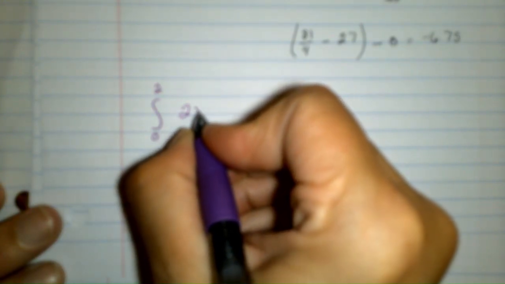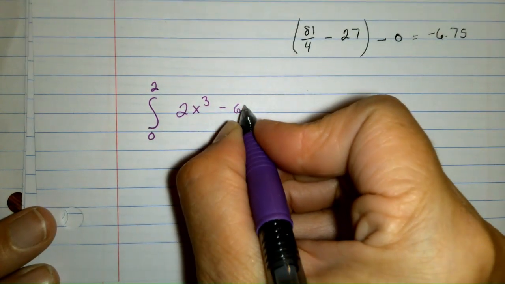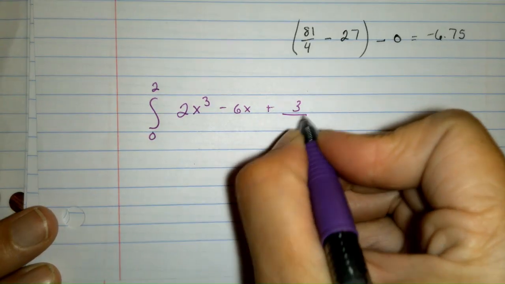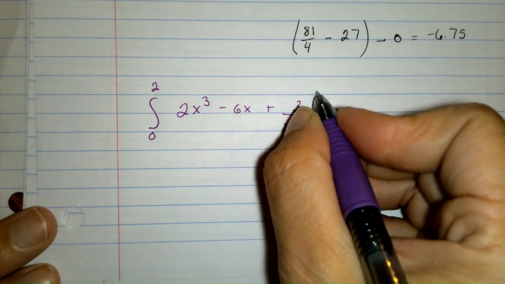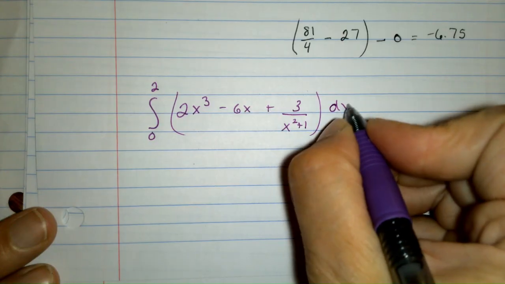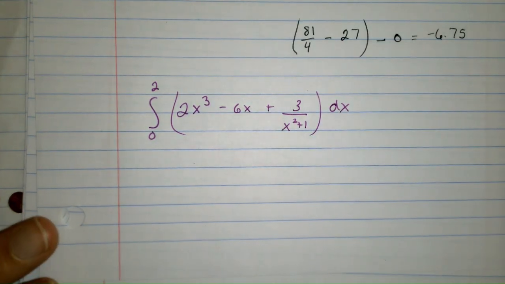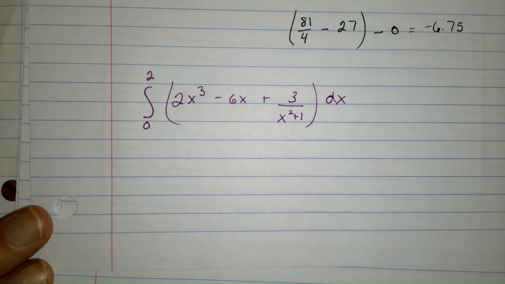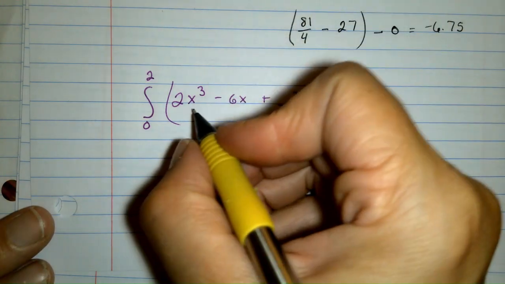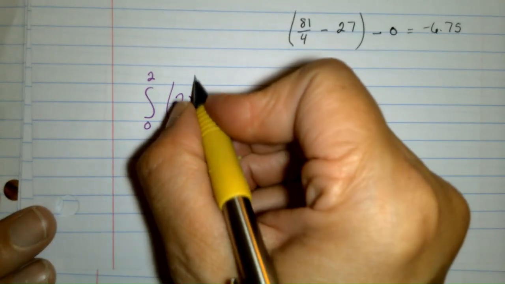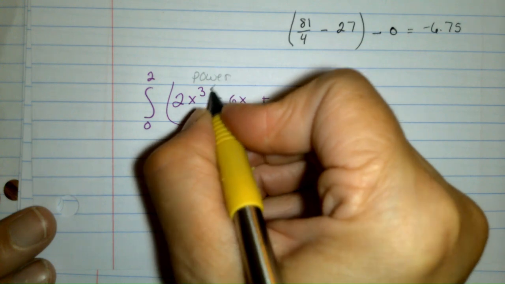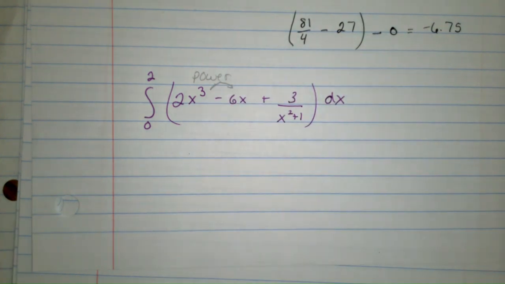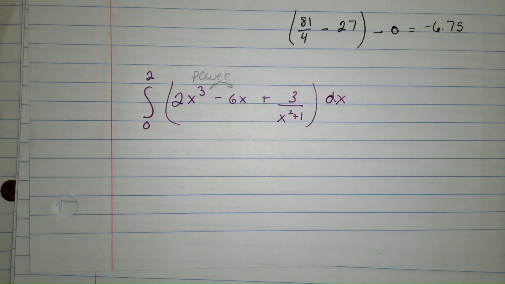So here, the integral from 0 to 2 of 2x cubed minus 6x plus 3 over x squared plus 1 dx. Okay, so this is the power rule here and here. We can use the exponent rule on both of those. But what about that last one?